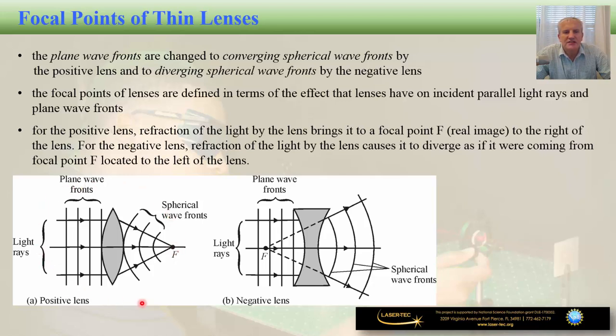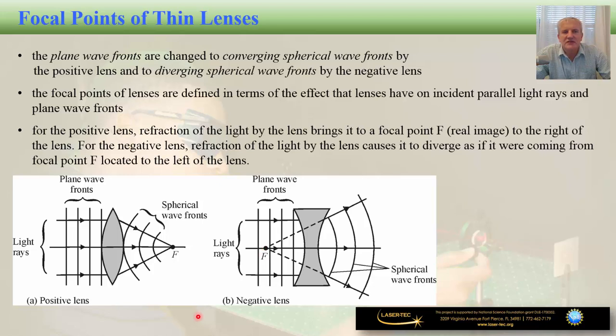So in the case of a positive lens, again, the parallel light rays on the left-hand side before entering the lens are going to be refracted in the direction of the focal point on the right-hand side relative to the lens. In the case of a negative lens, however, refraction of light is going to make the light rays diverge from one another as if they originate from the focal point that's positioned on the left relative to the lens. So again, for the negative lens, refraction of the light by the lens causes the light rays to diverge as if it were coming from the focal point F located to the left of the lens.